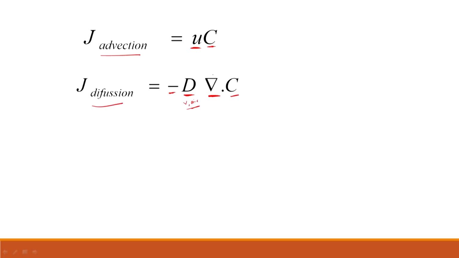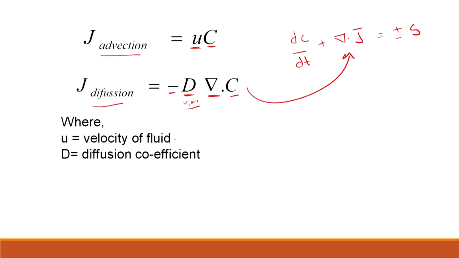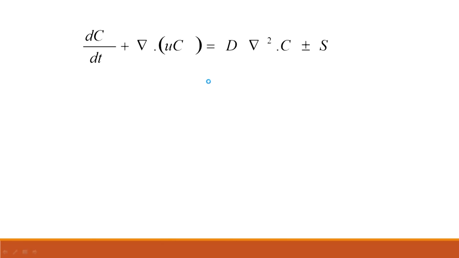So, if I plug these in, what was the earlier equation? dC by dt plus del product of flux is equal to plus or minus sources or sinks. So, if I plug this into here, again as I mentioned, velocity of the flow of the fluid and diffusion coefficient, I discussed this. So, plugging this in, we will have advection on this side and diffusion on this side.